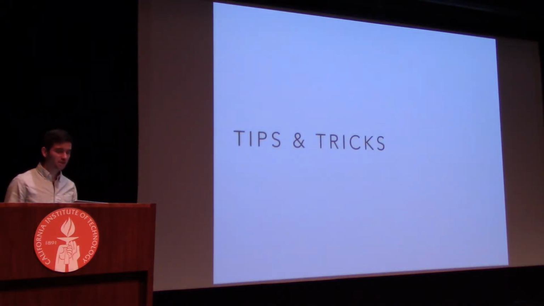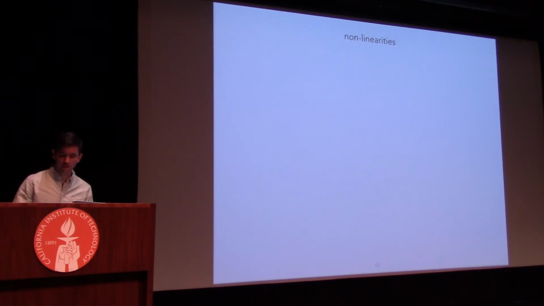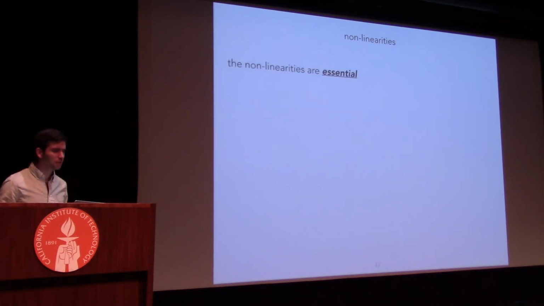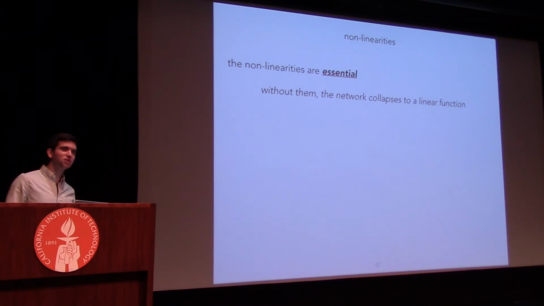So now let's get into some of the tips and tricks. I've presented the vanilla version of deep learning, but there are ways to augment it and build on it. The first thing I'll talk about is nonlinearities. The nonlinearities are absolutely essential in these networks. If we were to remove the nonlinearities from the network, this entire function would just collapse. It would turn into a linear function again.